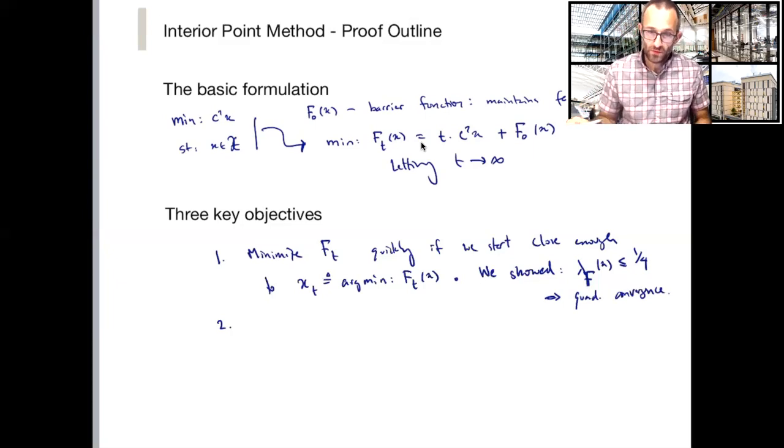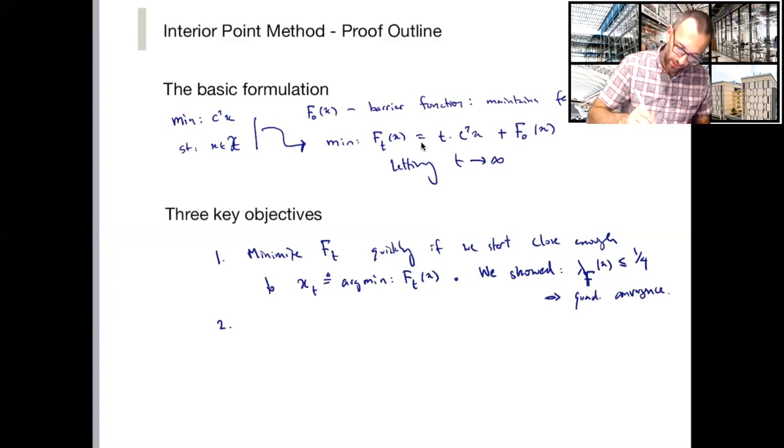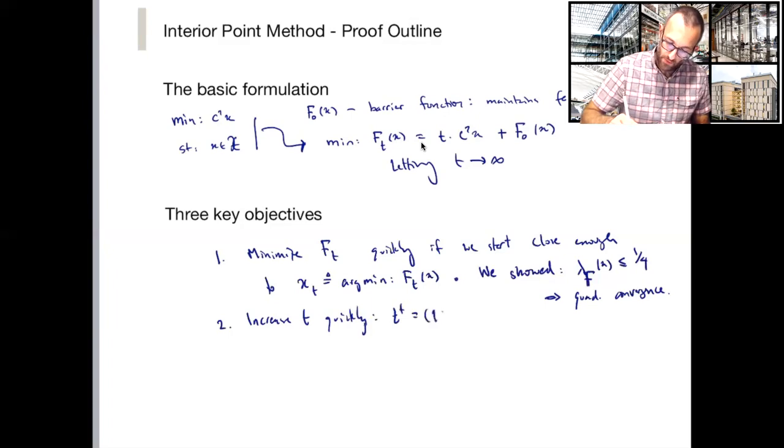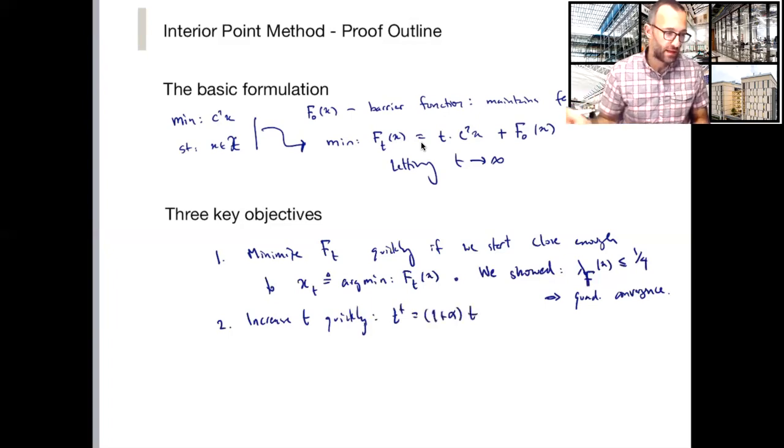Next, we need to be able to increase t quickly. So I would like to update t by some constant multiple, 1 plus alpha times t. And again here, as I've mentioned a number of times before, the trade-off is exactly the tension with the first question. If alpha is very big, then the function is going to change quite a bit. We would expect the minimizer to go far away. We're in danger of not being in this region of quadratic convergence. So this is what we need to show.